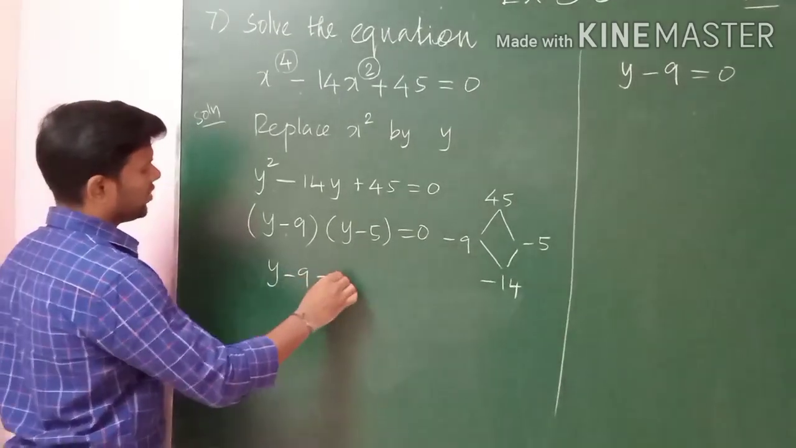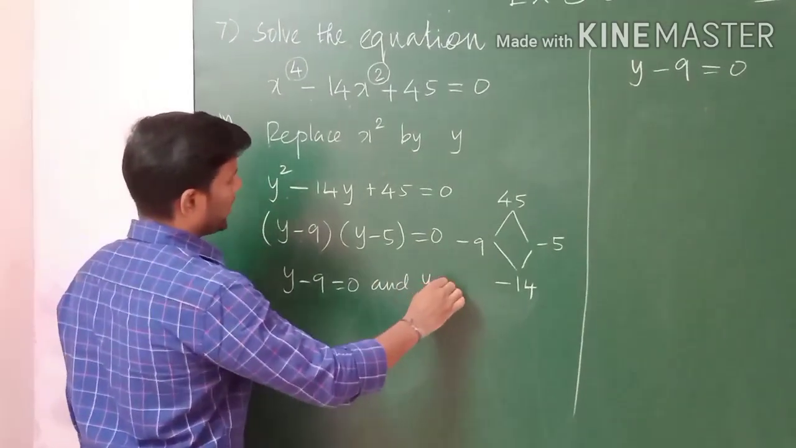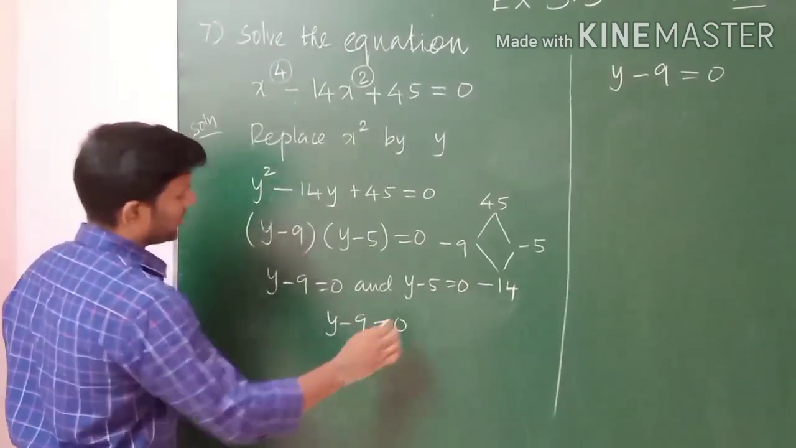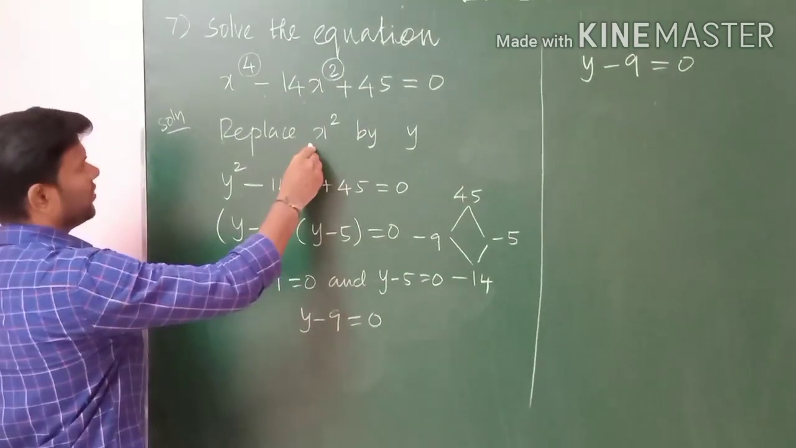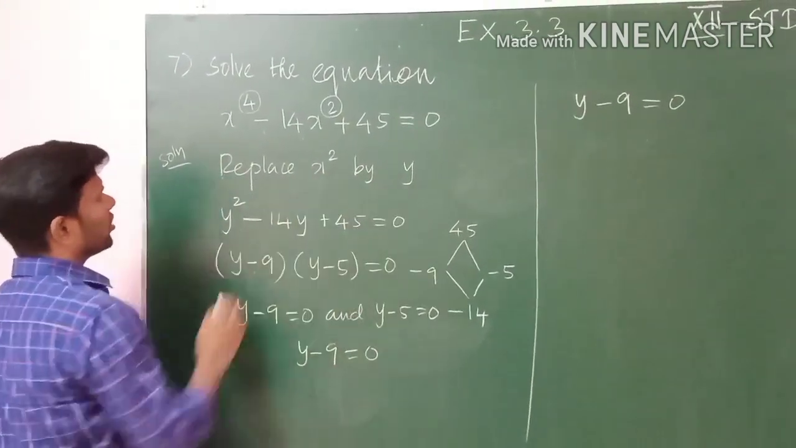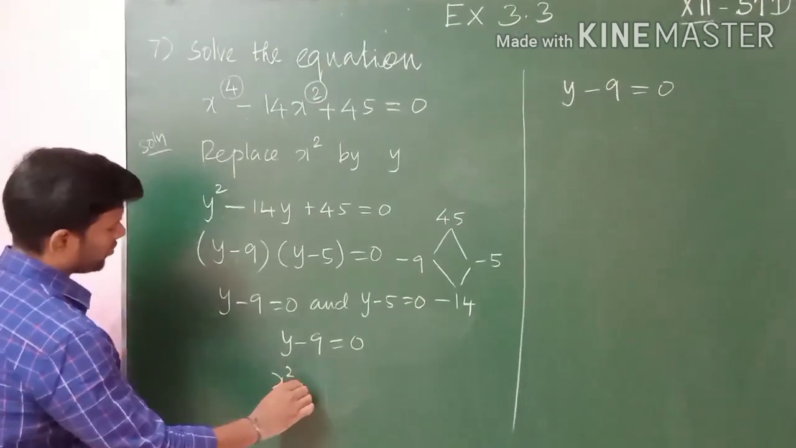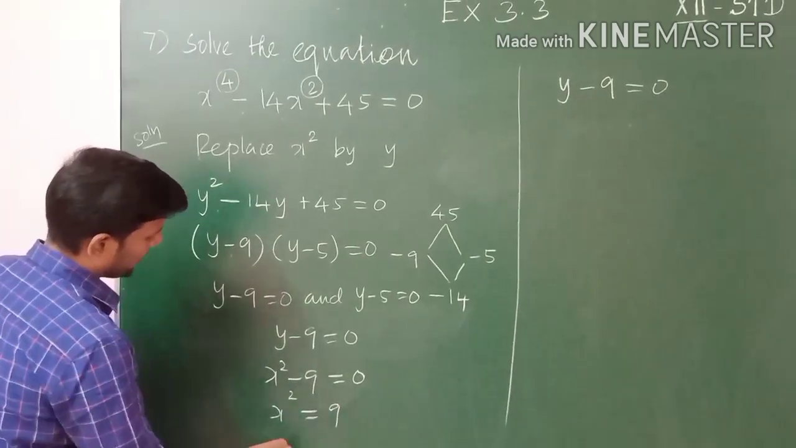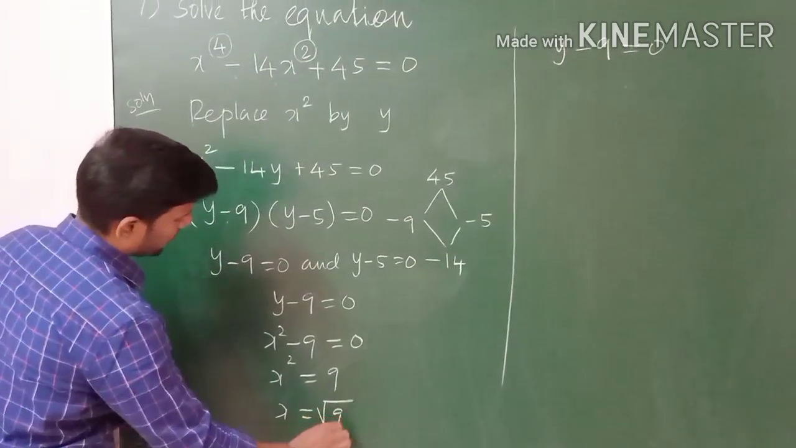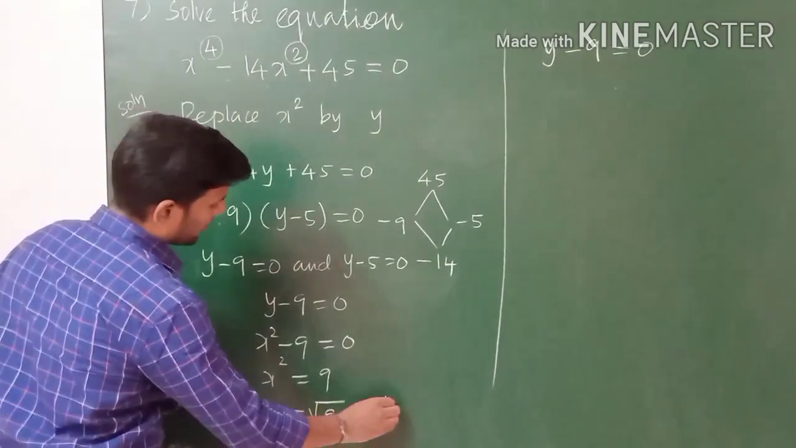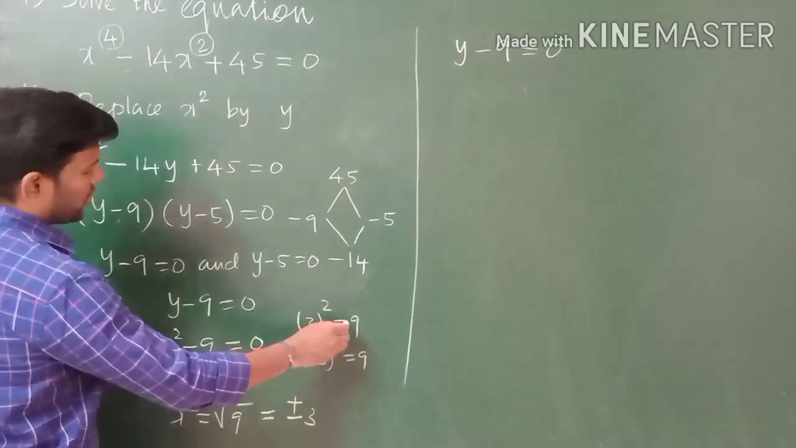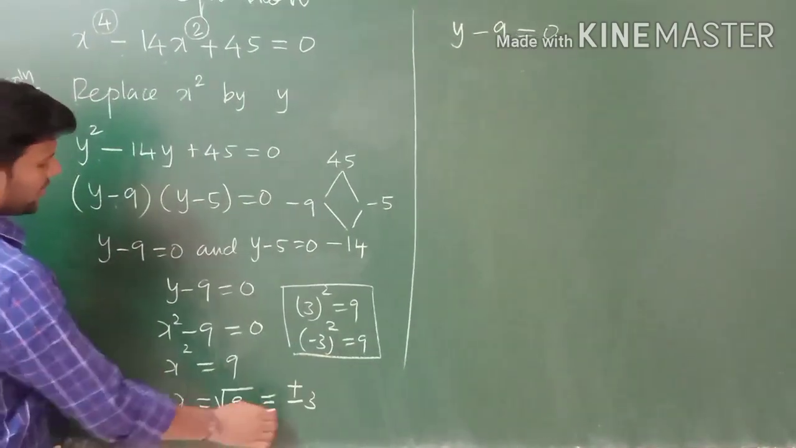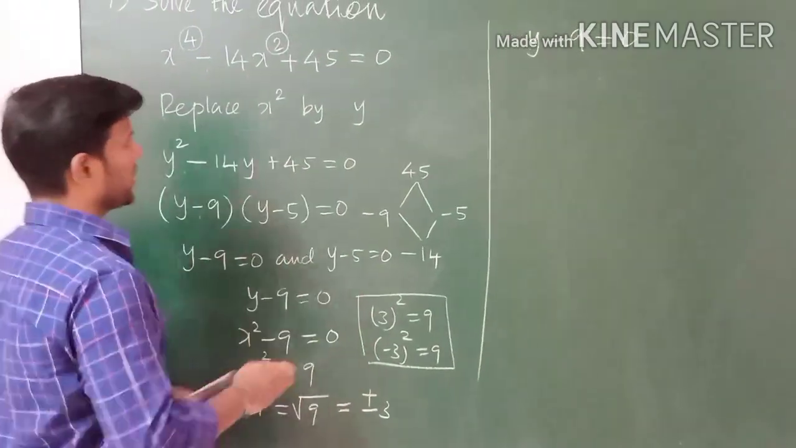So y minus 9 equal to 0 and y minus 5 equal to 0. First we will take y minus 9 equal to 0. We have replaced x square by y. So what is the value of y? X square. So x square minus 9 equal to 0, x square equal to 9, x is equal to square root of 9. What is the value of square root of 9? Plus or minus 3. Plus 3 square value is 9, minus 3 square value is 9. So the square root of 9 is plus or minus 3.